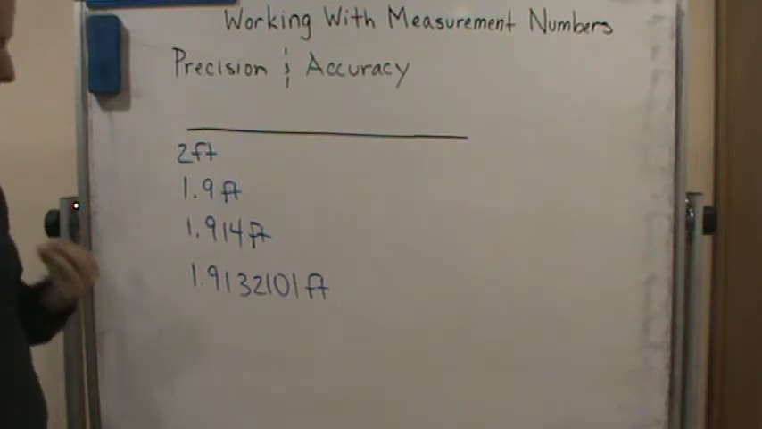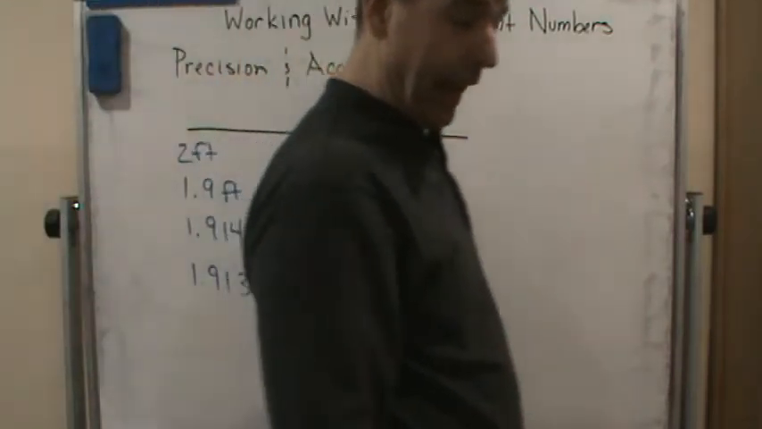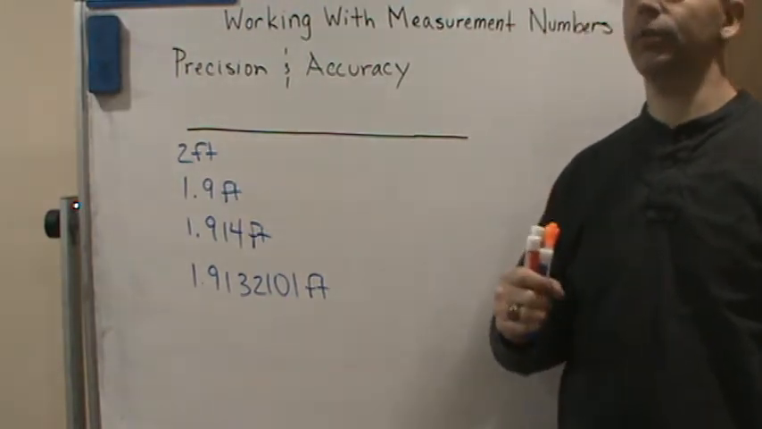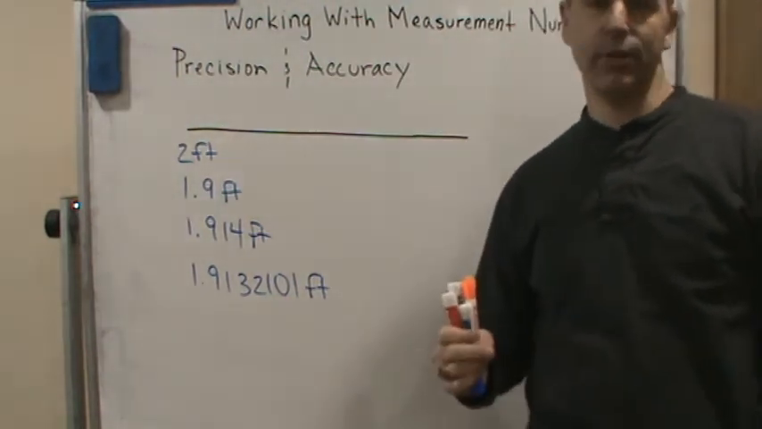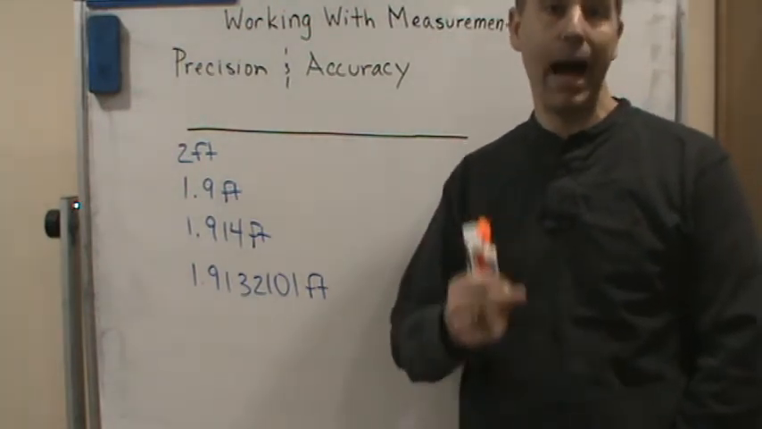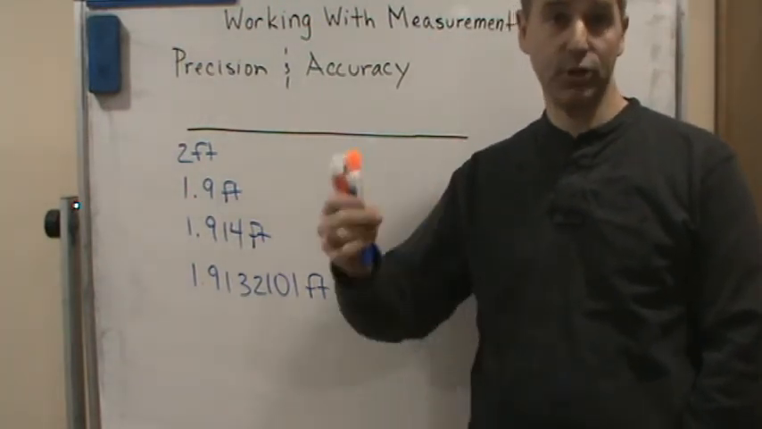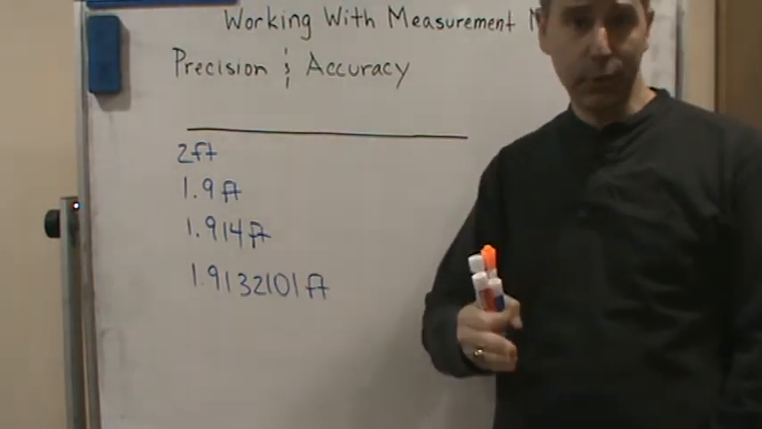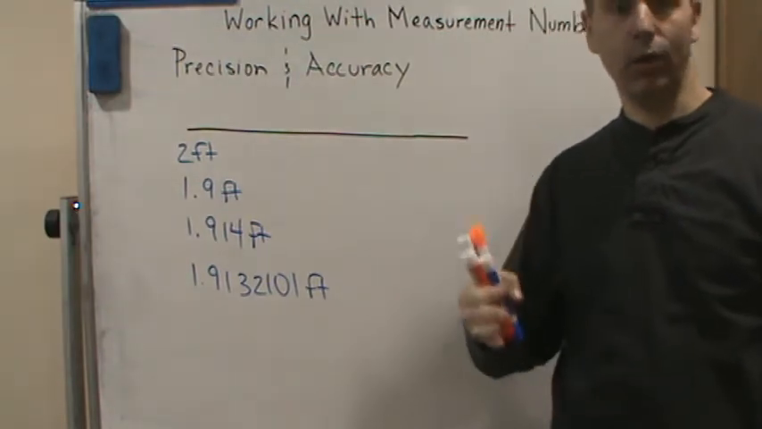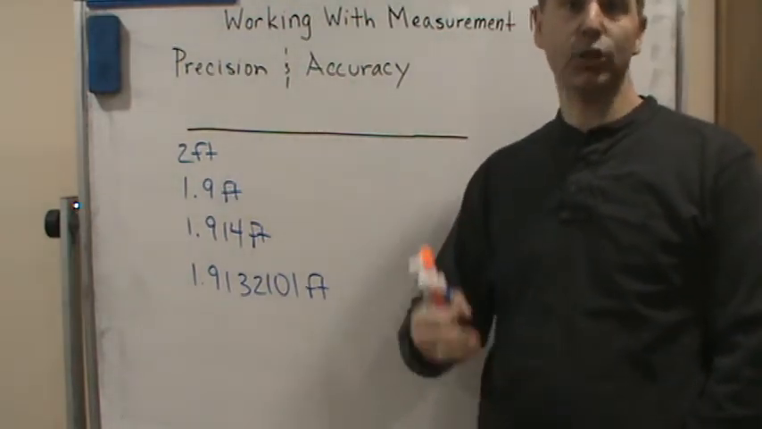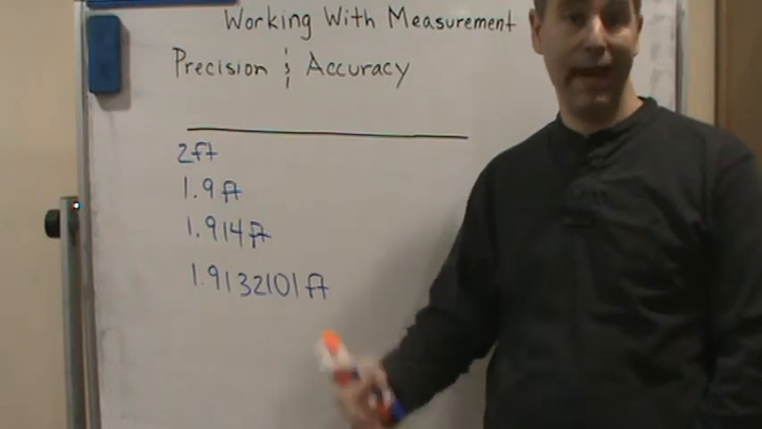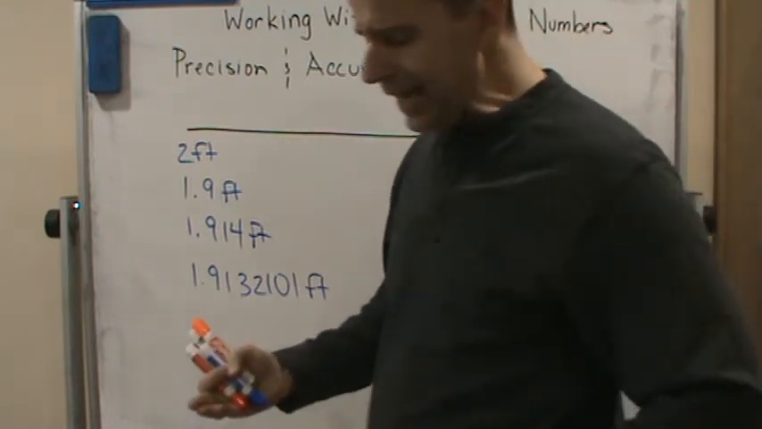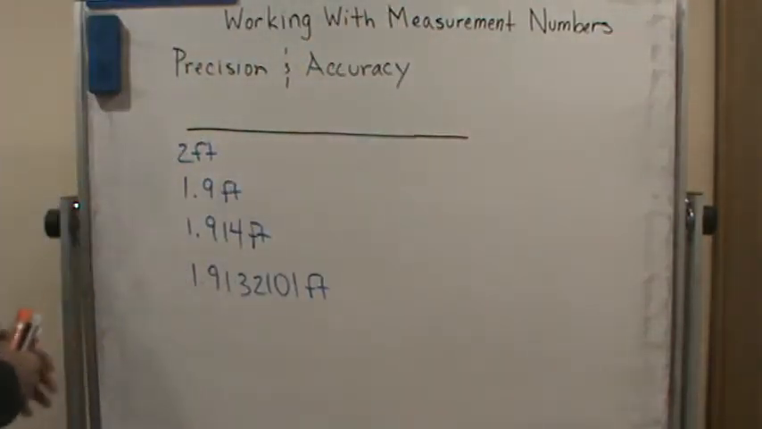Now, compare that to accuracy. Accuracy is quite simply, let me rephrase it. The accuracy is how close my measurement actually is to the real value. Let me say that again. The accuracy of a measurement is how close my measurement actually is to the real value. That's accuracy. So there's a difference.